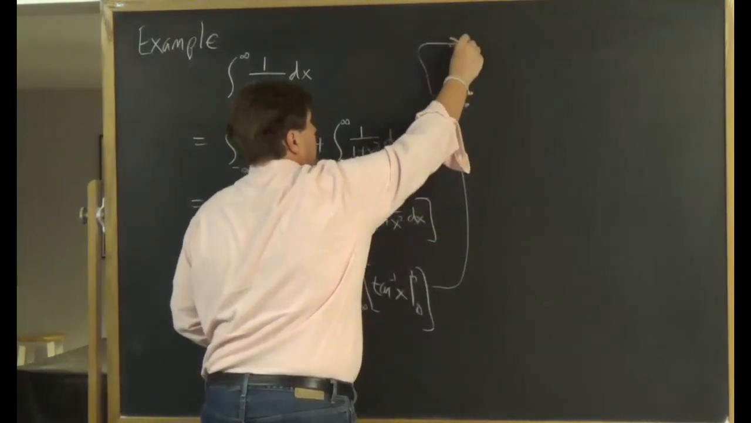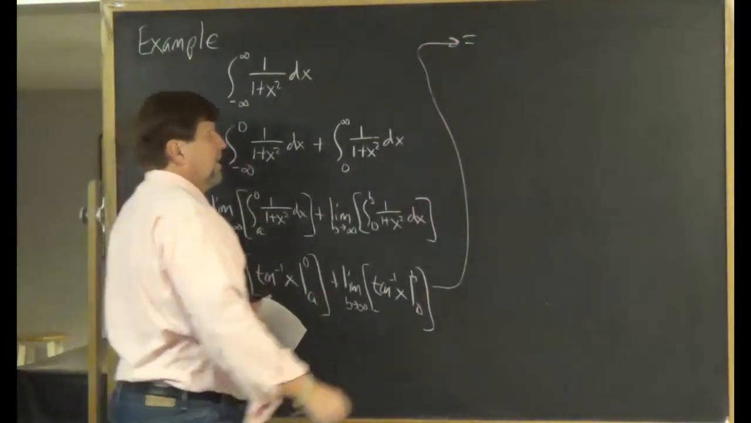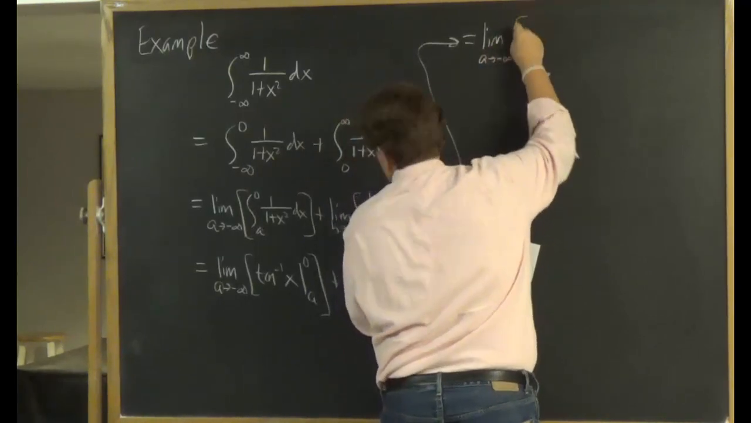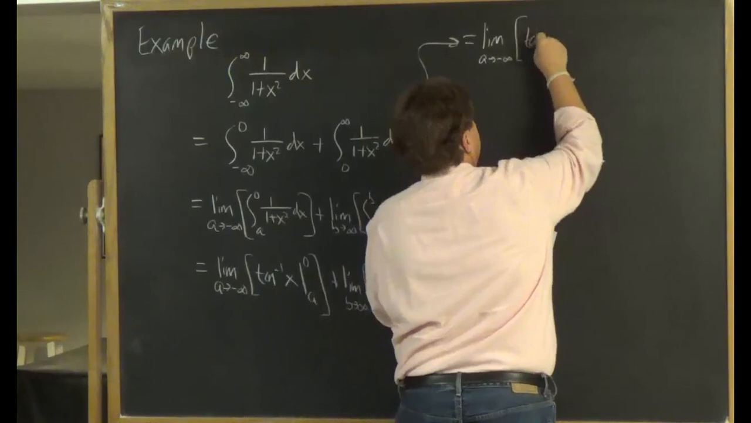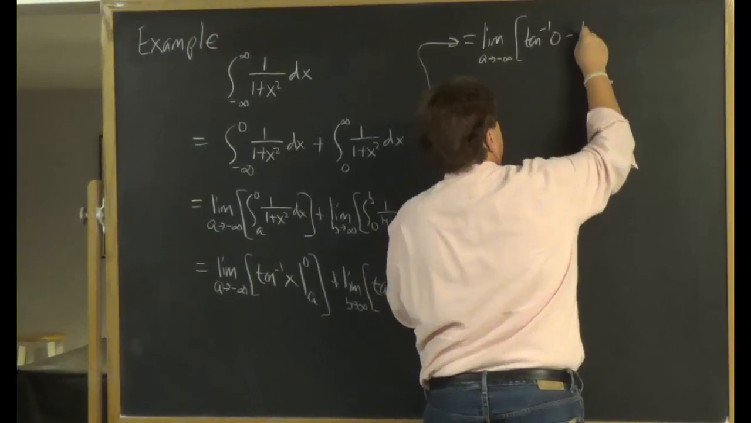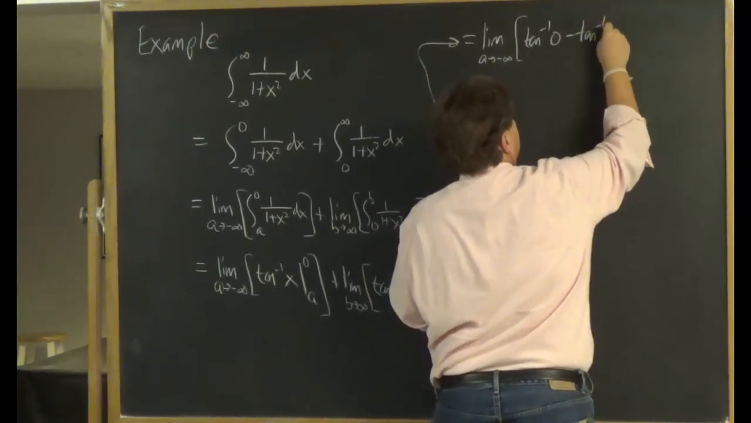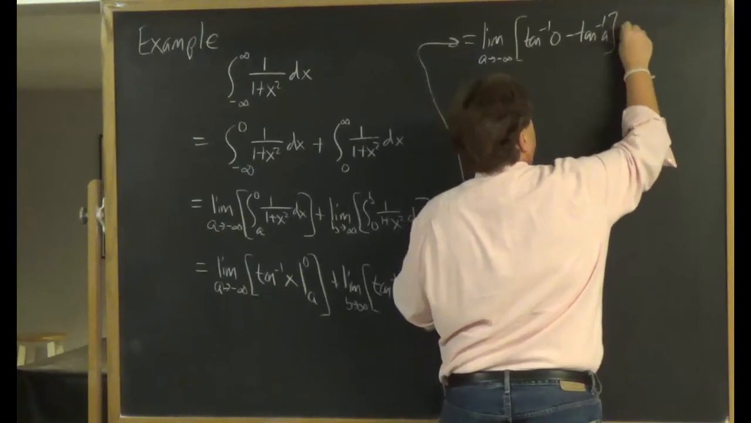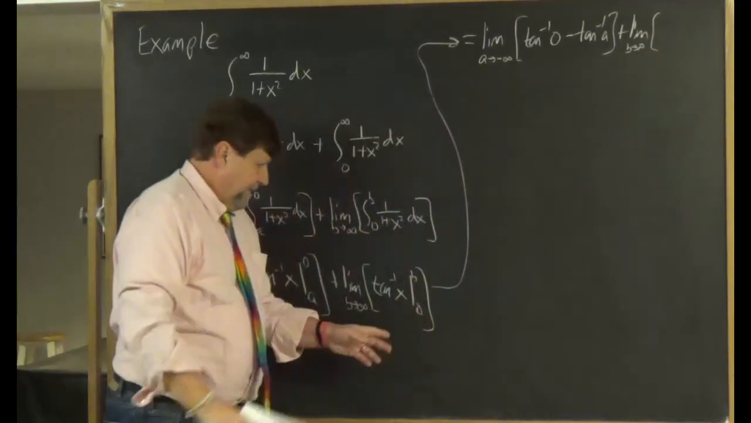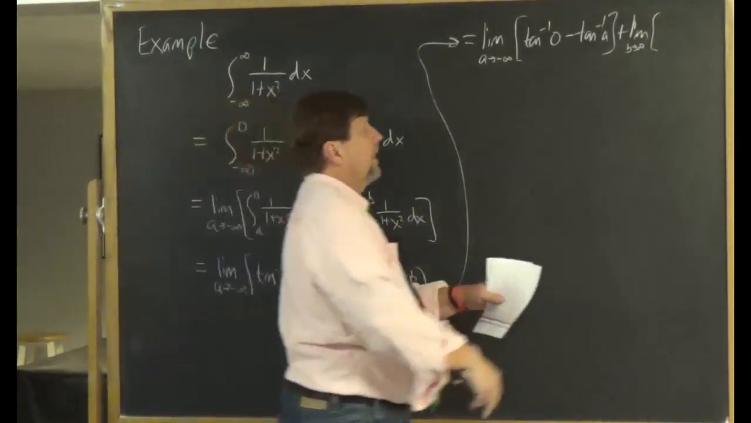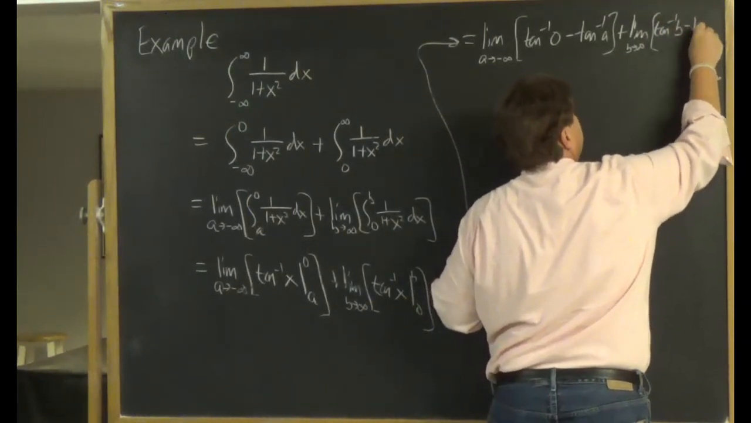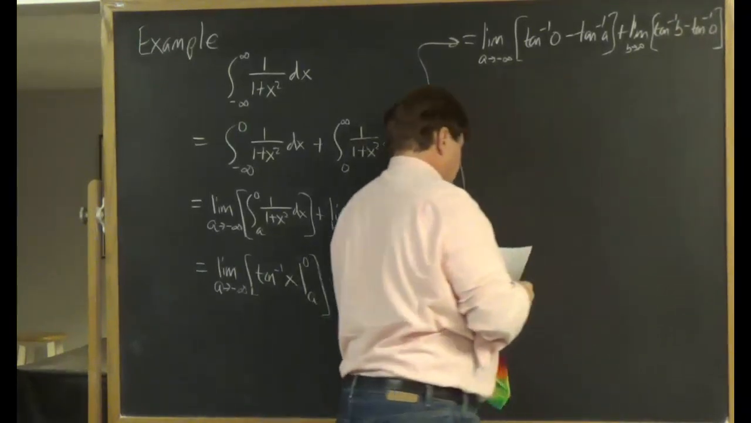And just pulling that up here, and using the fundamental theorem of calculus, we have the limit as a goes to negative infinity of inverse tangent of 0 minus inverse tangent of a, plus the limit as b goes to infinity. I use the fundamental theorem of calculus on this one too. It's inverse tangent of b minus the inverse tangent of 0.